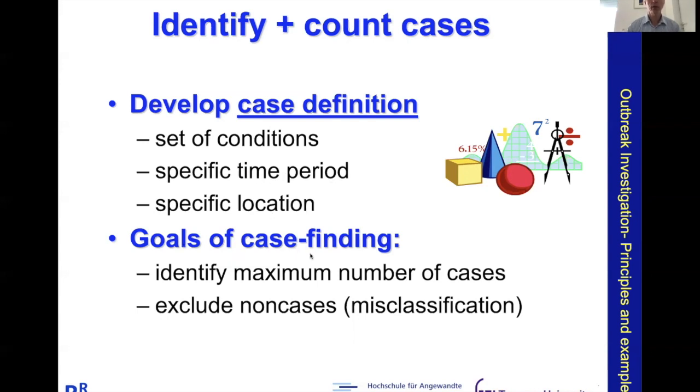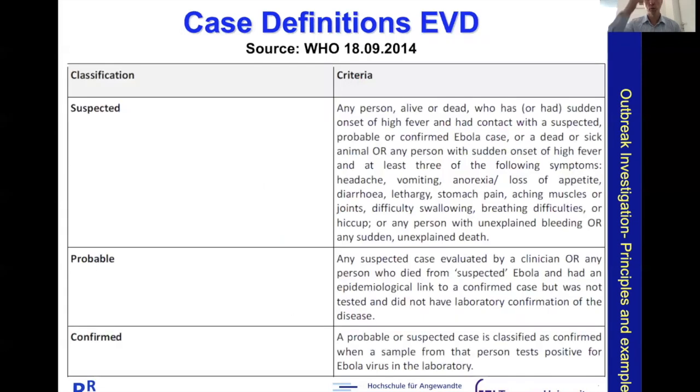And the goal of case finding, as we learned this morning as well, is to identify the maximum number of cases. So our case definition needs to be very sensitive. And the second aspect should be to exclude non-cases. So our case definition should be very specific. And to do this, we learned we would probably have different layers of case definition.